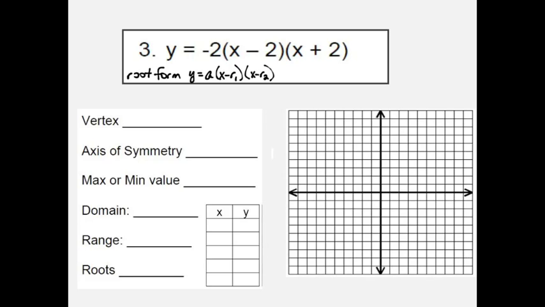So we've got an x minus 2 and x plus 2. So you change the signs coming out of the roots. It's the value of x that makes that equal 0. So our roots are positive 2 and negative 2, or (2, 0) and (negative 2, 0). Those are the two roots. So we're going to put those on the graph.